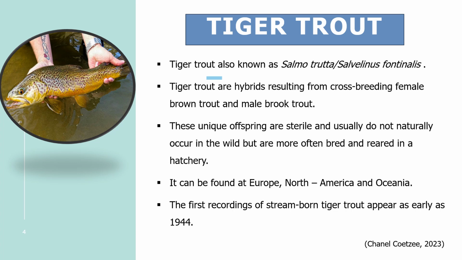This species is very unique because their offspring are sterile and usually do not naturally occur in the wild. They more often breed and are reared in a hatchery, and this species can be found in Europe, North America, and Oceania. The first recording of stream-born tiger trout appeared as early as 1944.